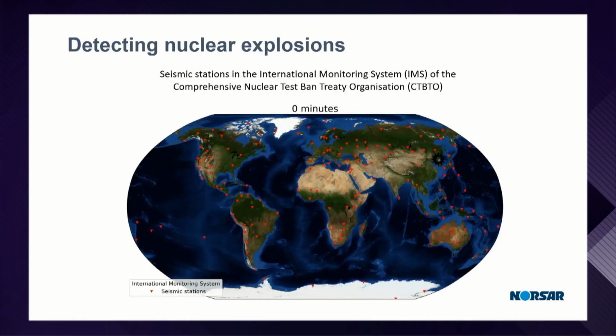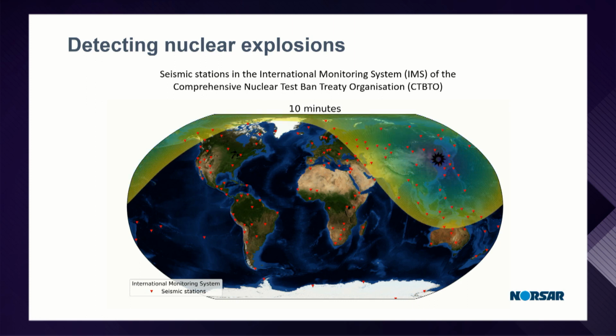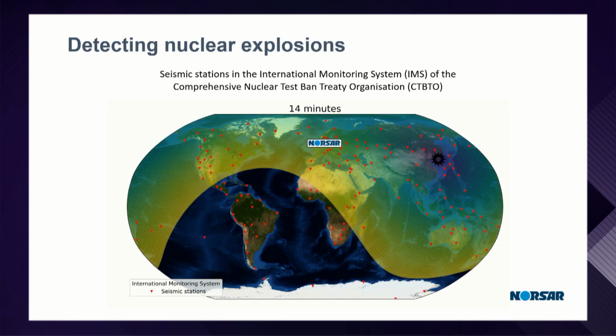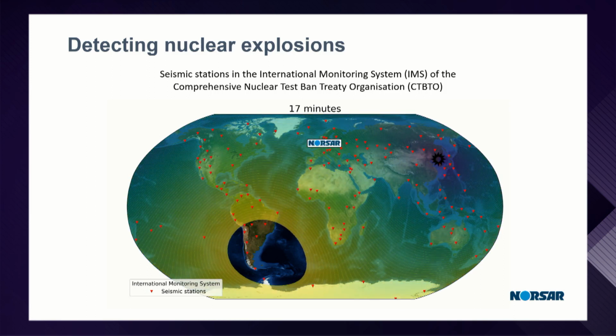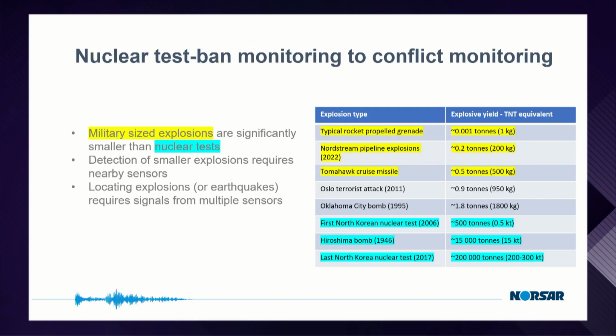So it's worth pointing out that there is an international network of both seismic and infrasound sensors that is designed for monitoring nuclear explosions throughout the world. This is part of the CTBTO, and you can see how this works in practice: when there's an explosion in North Korea, for example, the signal will travel through the Earth, and we can pick it up in Norway within 11 minutes. And the signal has traveled all through to the other side of the world within 20 minutes.